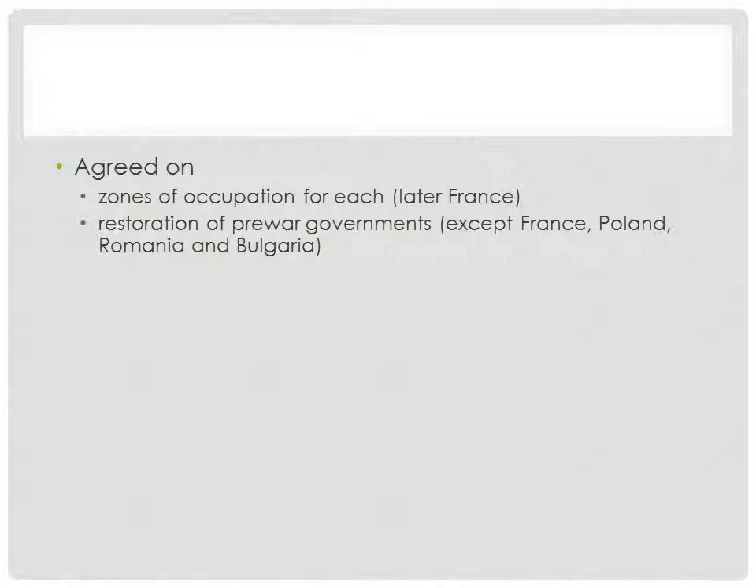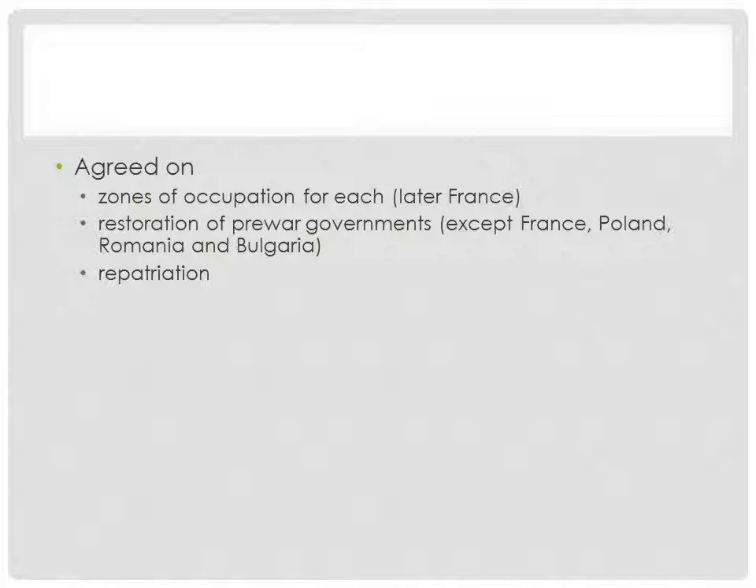Poland was a special case because of Russia's interest, Stalin's direct interest in Poland. We'll talk about that a little later. And Romania and Bulgaria had quote unquote revolutions during World War II, which meant that the governments which had been in collaboration with Hitler were overthrown and new governments were put in, so those new governments would not be replaced.